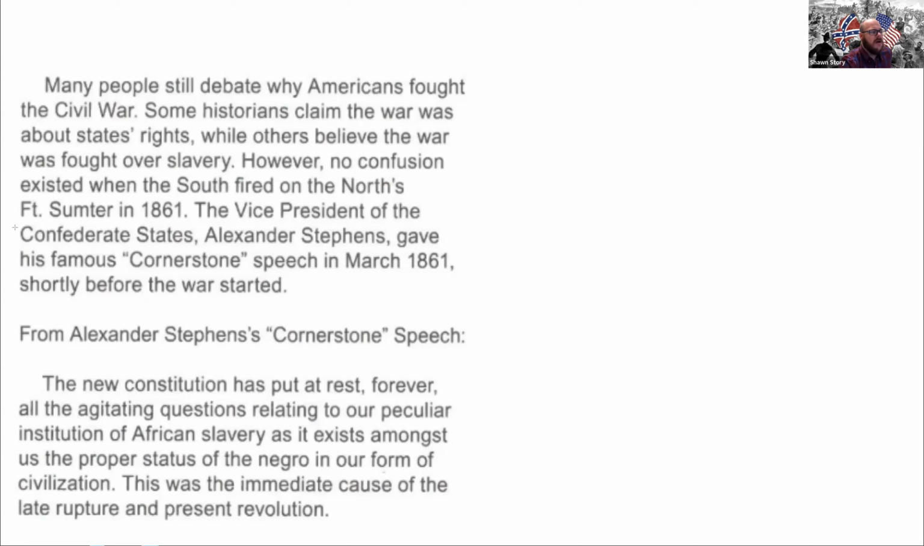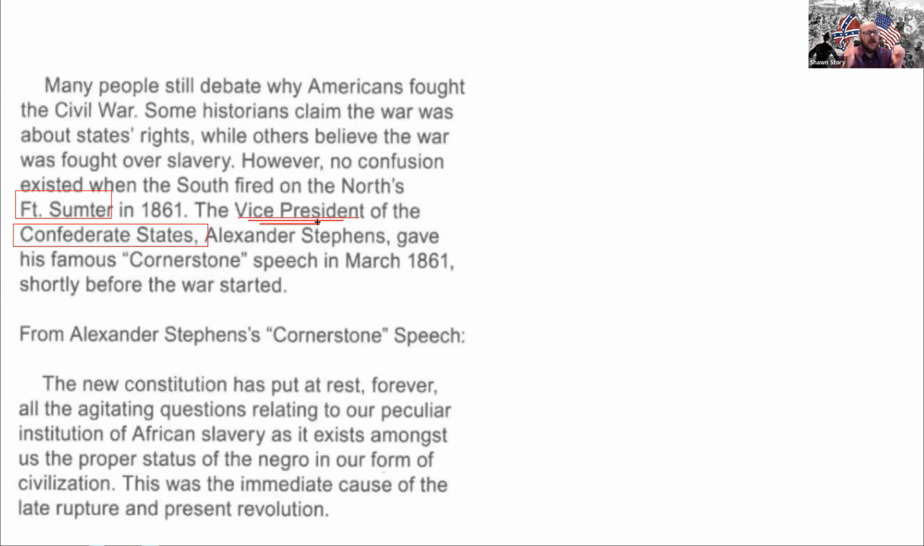So we know the Confederate States is the North or the South? That is the South, the Confederate States. So it is this new country they just created. And Fort Sumter is where they're located, and he is the vice president. So he is one of the political leaders of this new country, the Confederate States of America.